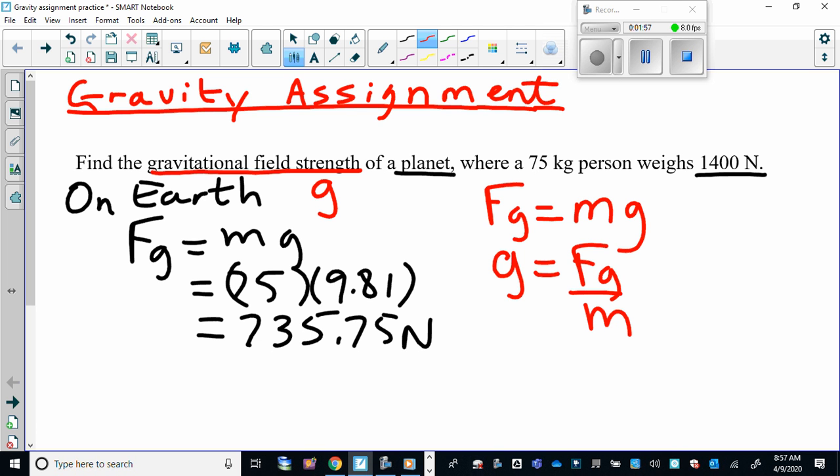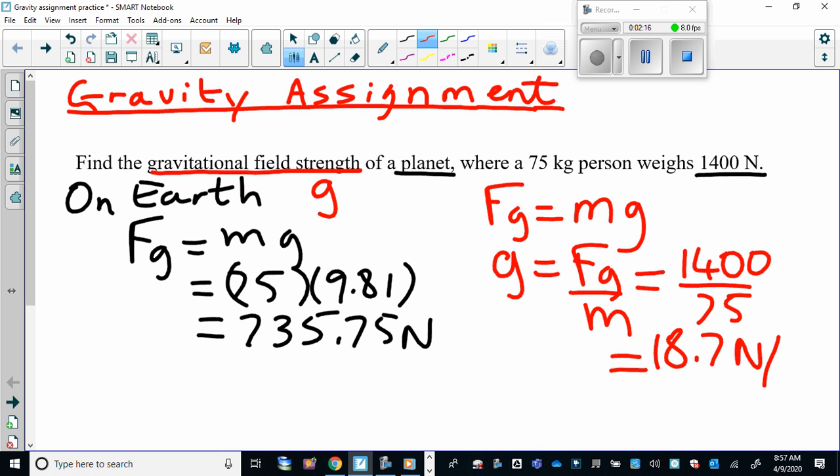Fg is the weight. Divide those two numbers, 1,400 divided by 75, and you get 18.7 newtons per kilogram. So the gravitational field strength of this planet is almost double that of Earth, which makes sense because the weight was almost double.